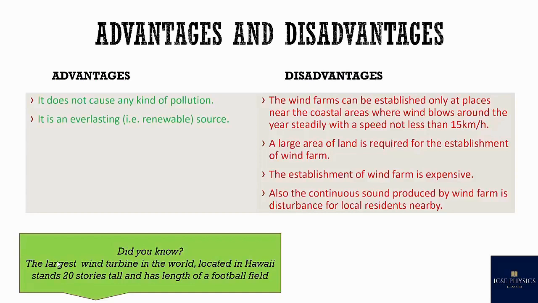Disadvantages: the wind farms can be established only at places near the coastal areas where the wind blows around the year steadily with a speed not less than 15 km per hour. A large area of land is required for the establishment of wind farm. The establishment of wind farm is expensive. Also, the continuous sound produced by the wind farm is a disturbance for local residents nearby. So these are the advantages and disadvantages of using windmills.